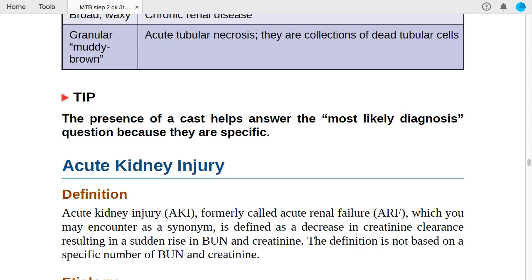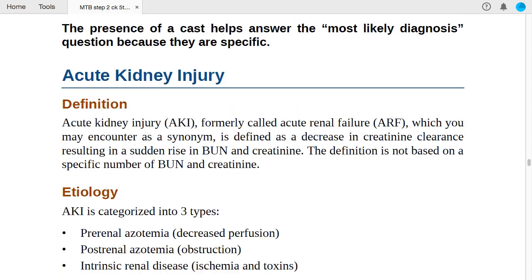Now, we are starting with the first injury, that is acute kidney injury. Acute kidney injury, AKI, formerly called acute renal failure. In other words, whether you say AKI or ARF, it means the same thing, which you may encounter as a synonym. It's defined as a decrease in creatinine clearance resulting in a sudden rise in blood urea nitrogen and creatinine. Whenever there is an increase in BUN, it is known as azotemia. So if there is an increase in BUN and creatinine and a decrease in creatinine clearance, that is AKI or ARF. The definition is not based on a specific number of BUN and creatinine.